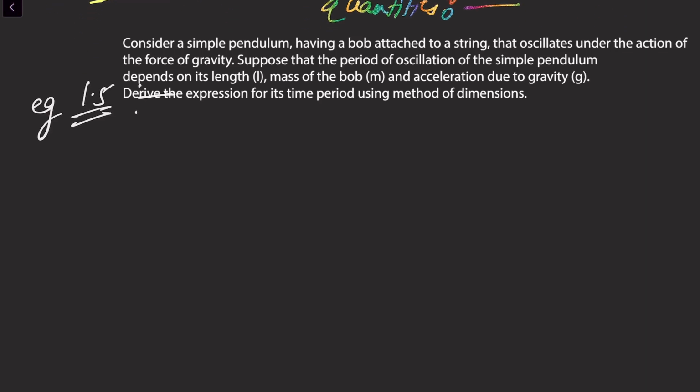Consider a simple pendulum having a bob attached to a string that oscillates under the action of the force of gravity. Suppose that the period of oscillation of the simple pendulum depends on its length L, mass of the bob m, and acceleration due to gravity g. Derive the expression of its time period using the method of dimensions.